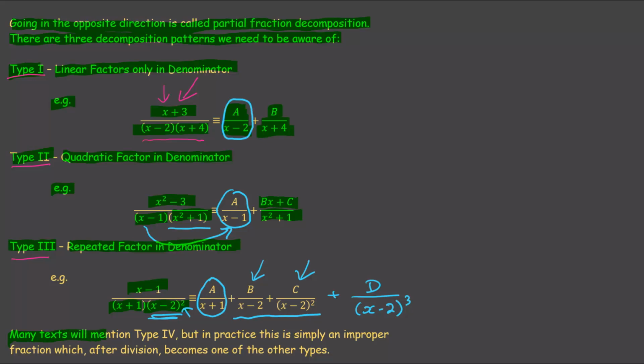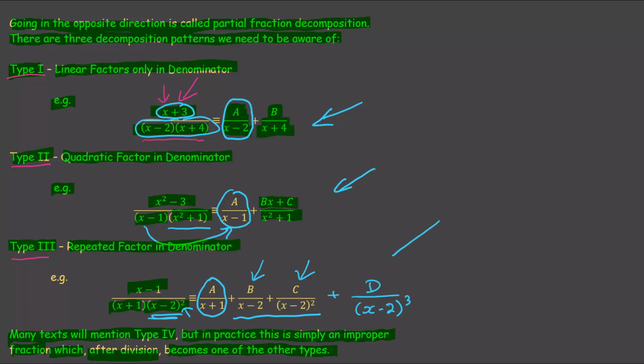Many texts that you'll come across will mention type 4, but in practice this is simply an improper fraction. Remember, I mentioned before about these are proper fractions because of the power on the top and the power on the bottom. And in this case, after division, that becomes one of the other types. So a type 4 will just require an algebraic division, and then you'll get some sort of quotient and a fraction that will be one of the previous types.